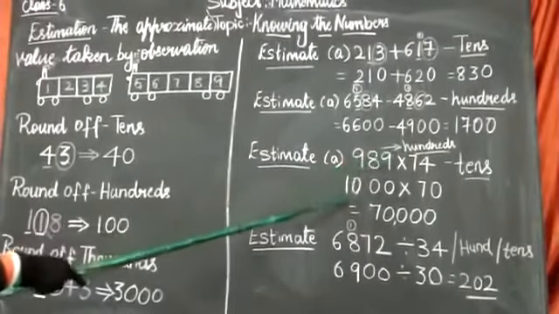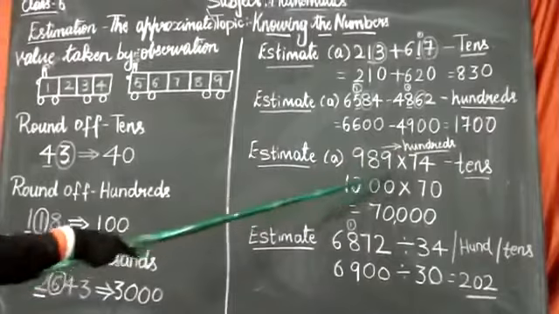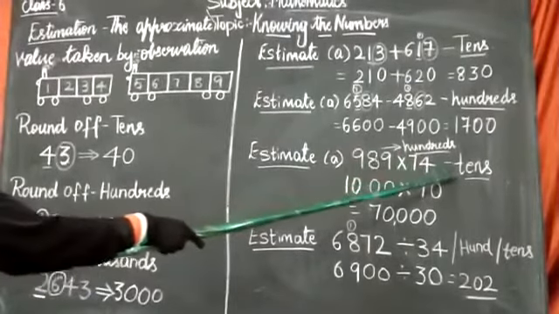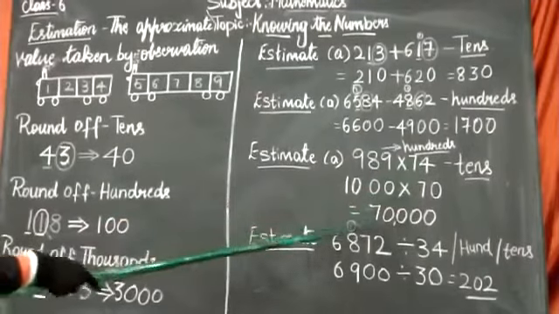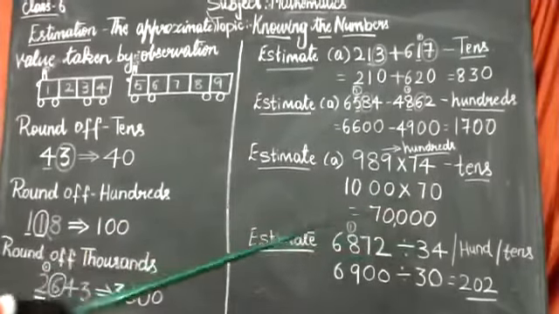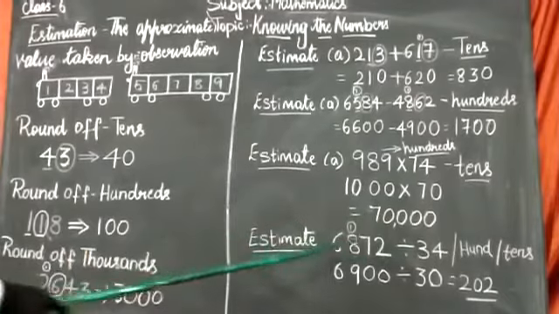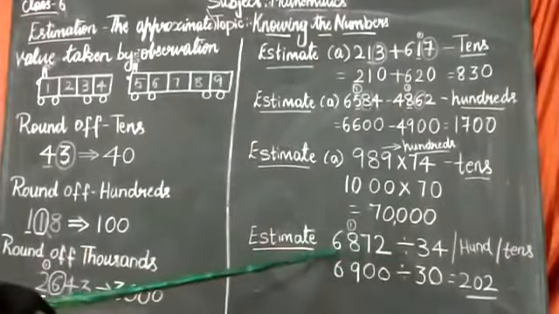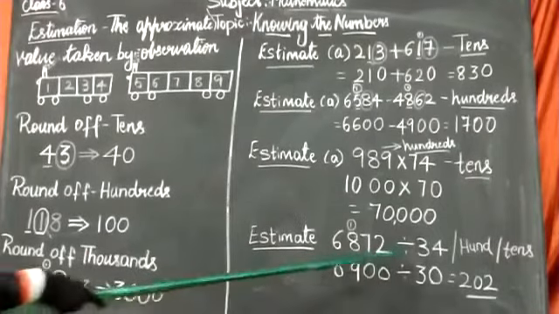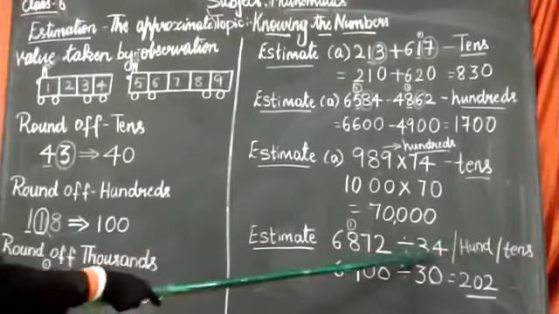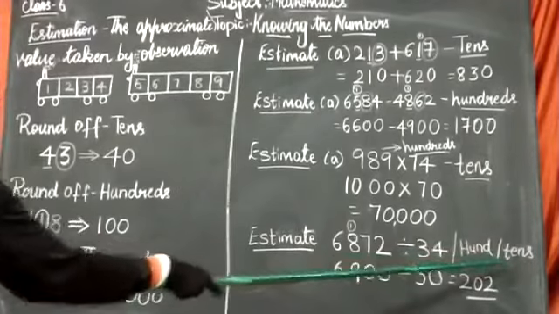If we do estimation, we will get 1000 and 74. We should estimate to tens place. We get 70. So the answer is 70,000. Now estimation of division. Here it is 6,872. We have to estimate this to hundreds place and 34 we have to estimate to tens place.